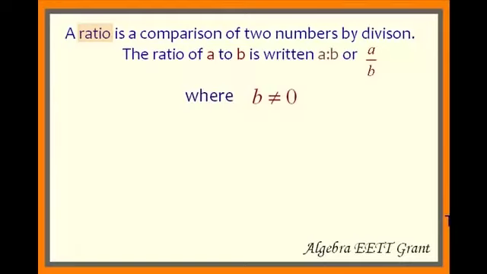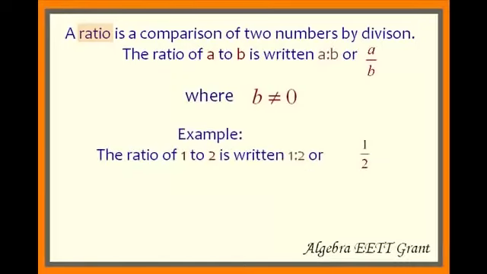A ratio is a comparison of two numbers by division. The ratio of A to B is written as A to B or A divided by B, where B is not equal to 0 because you can never divide by 0. So for example, the ratio of 1 to 2 is written as 1 to 2 or 1 by 2. The ratio of 1 to 2 is a rate.